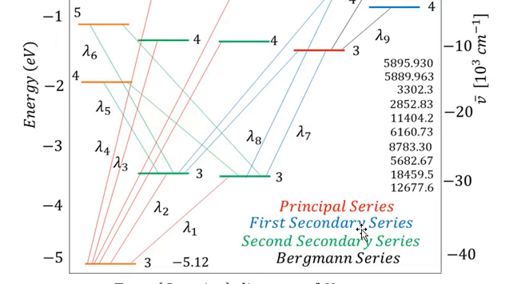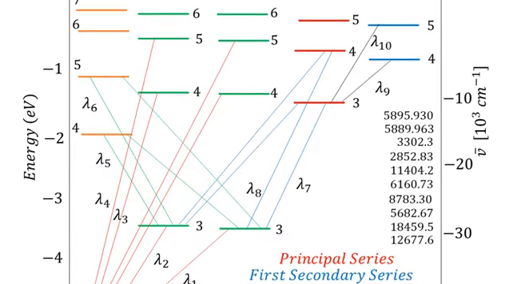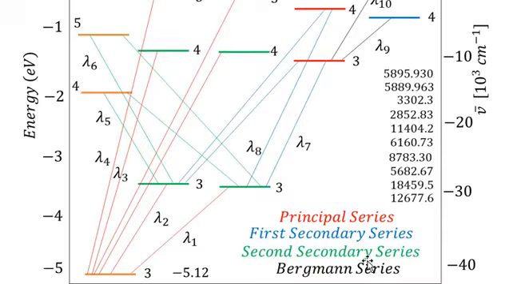Then the first secondary series, represented in blue, is shown from the P levels to all the higher D levels. Then the second secondary series, shown in green, runs from the P levels to all the higher S levels.